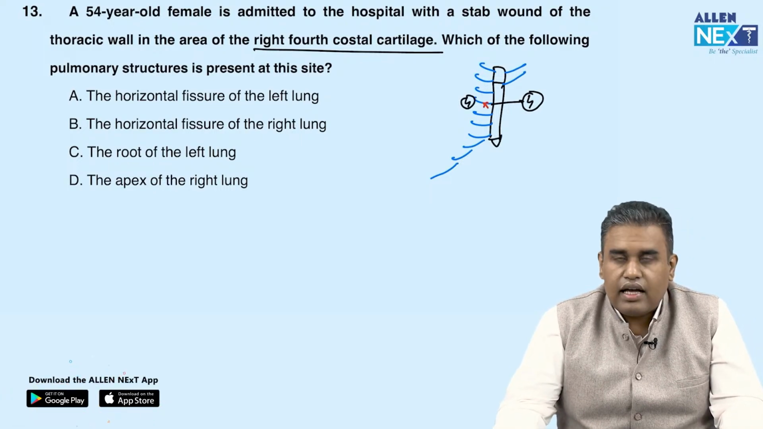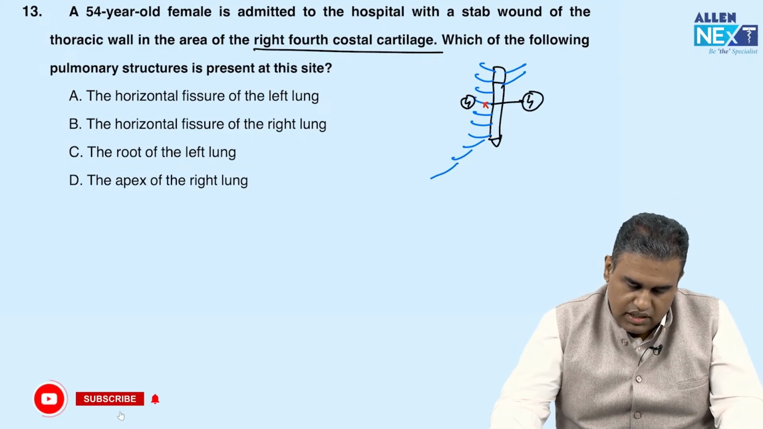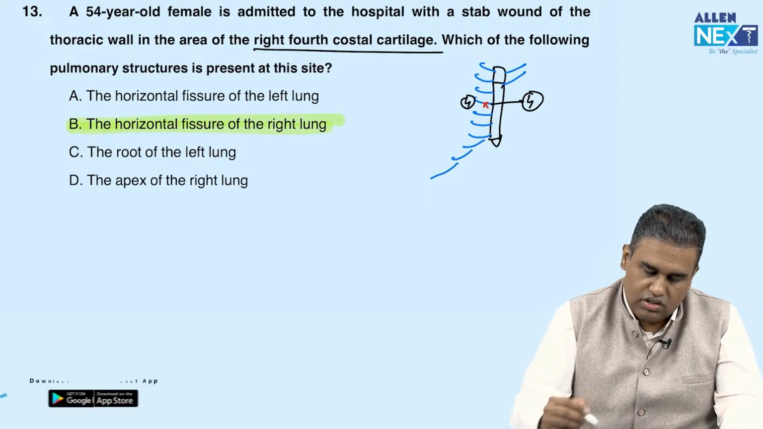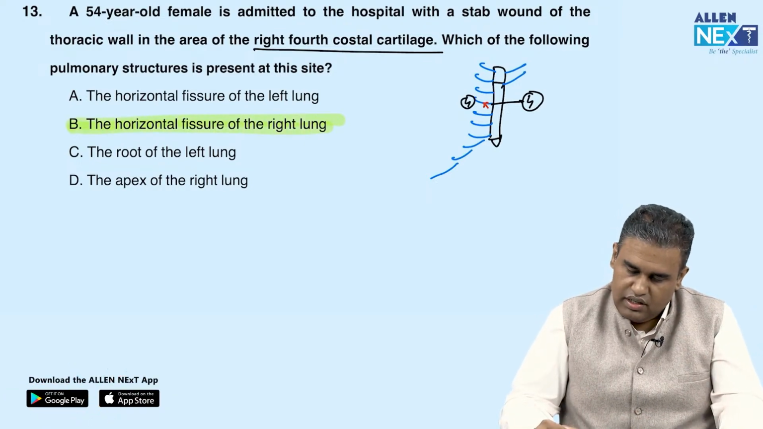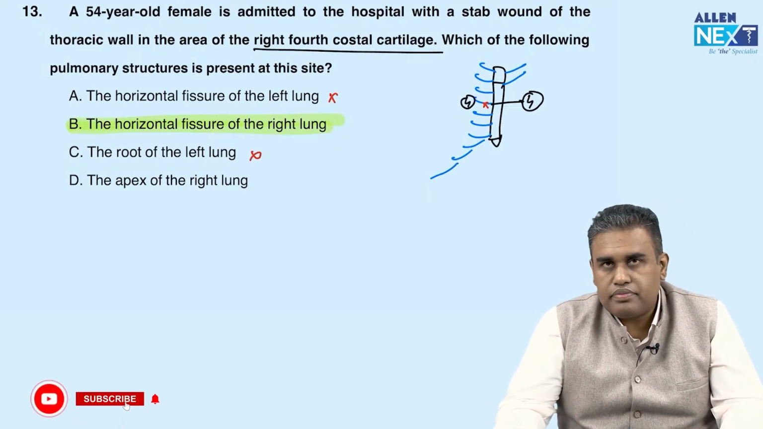Which pulmonary structure is at this site? Understand the options over here. If you look at the options, horizontal fissure, it is basically the horizontal fissure, and obviously of the right, it can't be of the left, because the question also says the right, so there's no point in thinking of the left; it's already ruled out. The apex is always at the top.